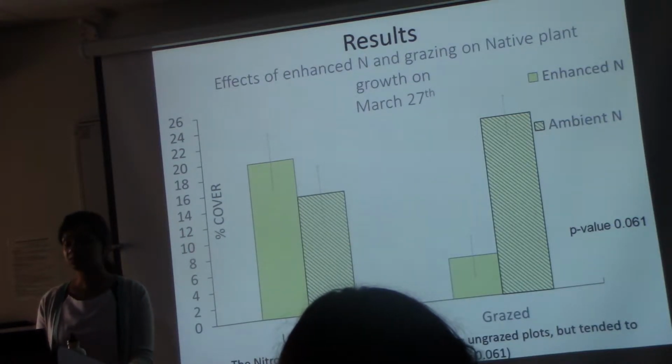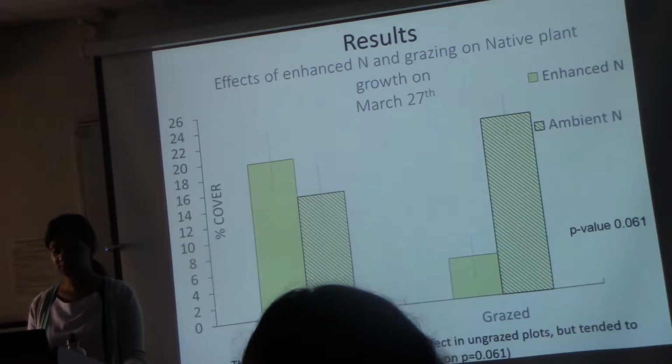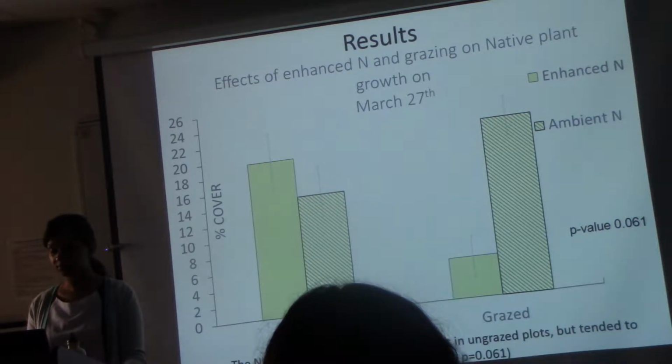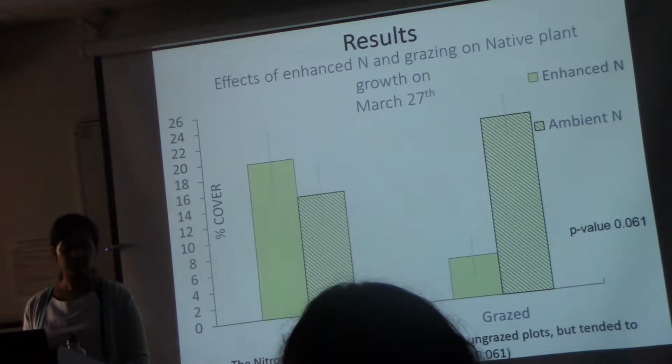The cross-treatment interaction of the nitrogen enhancement and grazing for native vegetation had a p-value of 0.061. The nitrogen enhancement tended to reduce native vegetation in the grazed plots. This showed the nitrogen enhancement tended to decrease percent cover even in grazed plots. Grazing was not able to lower the effects of nitrogen, while it is implemented as a management tool.